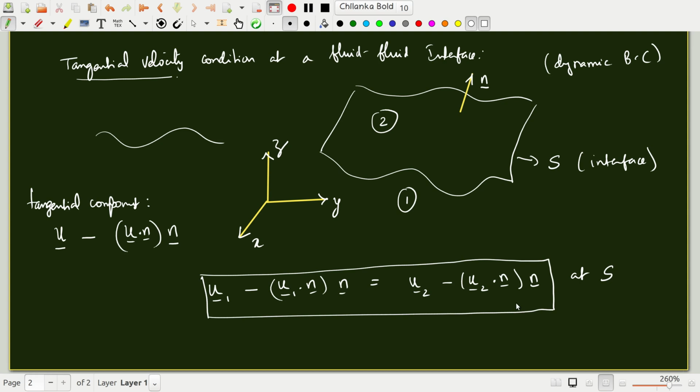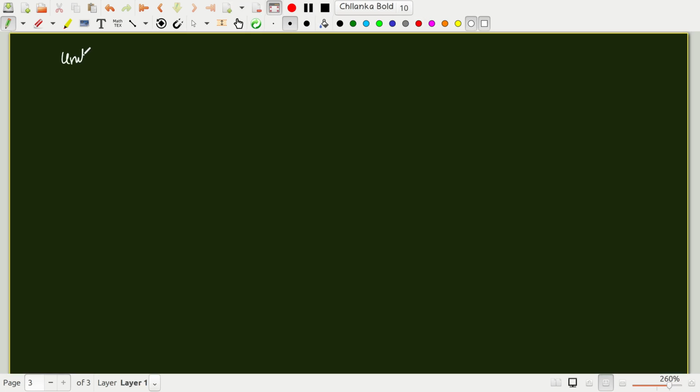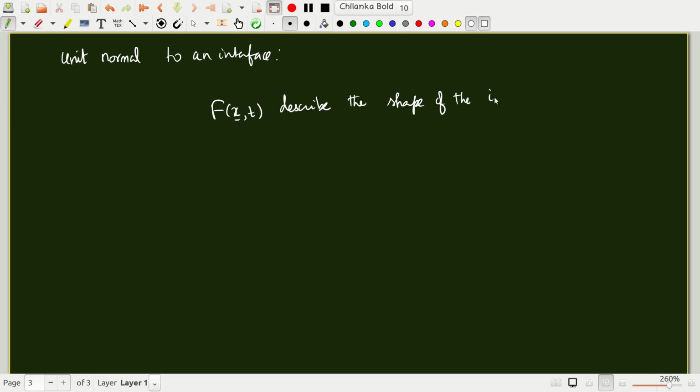Now all this will depend on the unit normal. How do you find the unit normal to an interface? Now, let f of x, t determine the shape of the interface. Let it describe the shape of the interface.